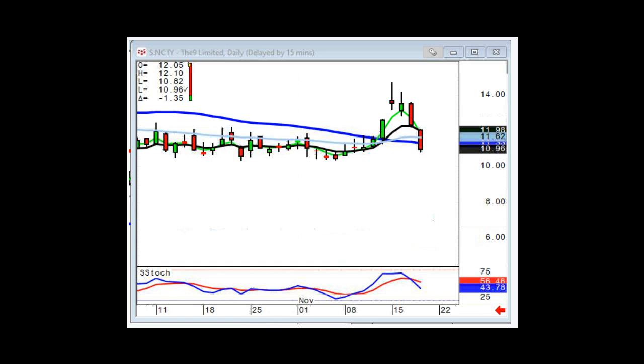Oh, yeah, I used to use the 20 EMA, but it's less effective unless you're in a very strong, steady trend.